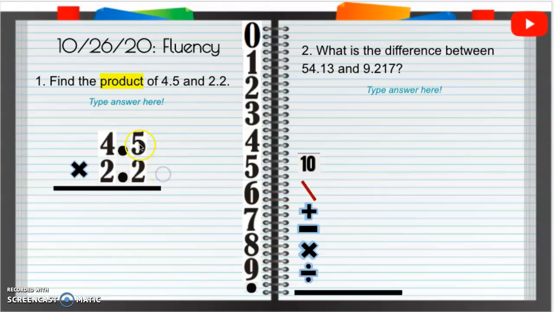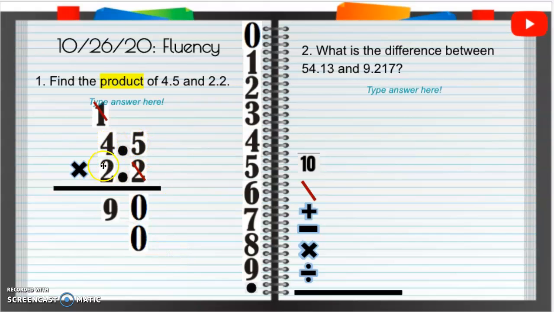We have 2 times 5, which is 10. Going to carry that 1, drop that 0. 2 times 4 is 8, plus 1 is 9. Now, I am done with that 1. You can either delete it or cross it off. And then I'm done with that 2, and we're moving over a place value, so that means we're going to put a placeholder of 0.